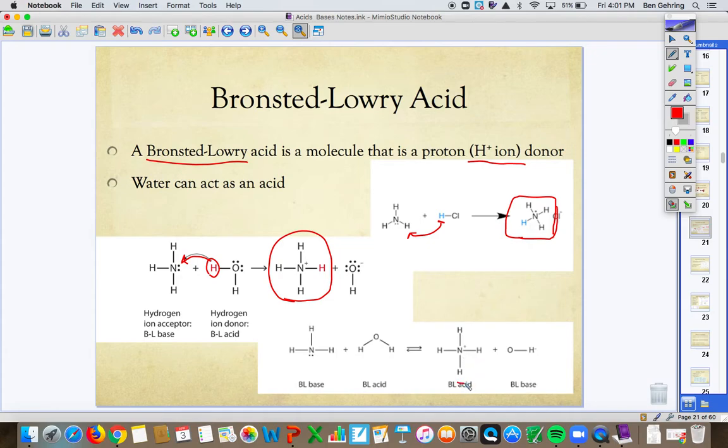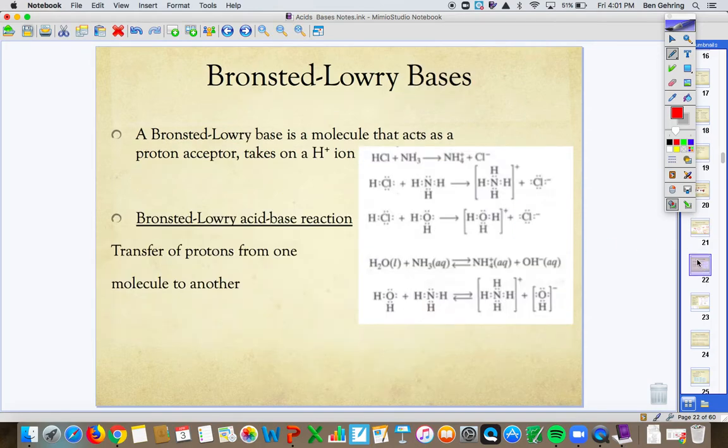When this happens, when you get ammonium, ammonium now becomes an acid because it can donate that proton back to the hydroxide to form water again. So in this case, water is the acid when we have this situation. In this situation, ammonium would be your acid. And they can flip.